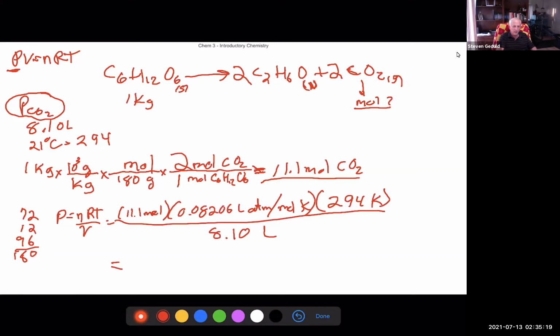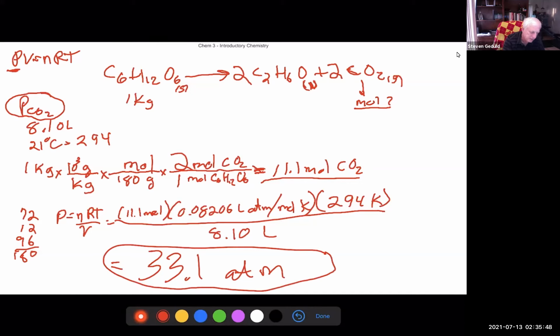All right, so we take 11.1 moles times 0.08206 times 294 divided by 8.1 equals 33.1. 33.1 atmospheres of pressure. That's the pressure inside that container under those conditions when you're making the alcohol.